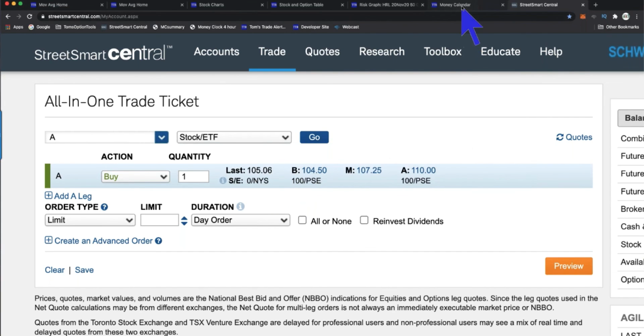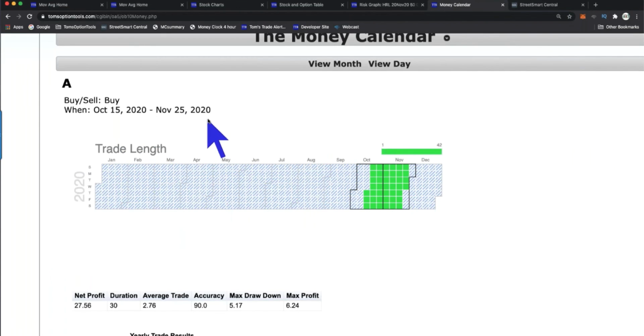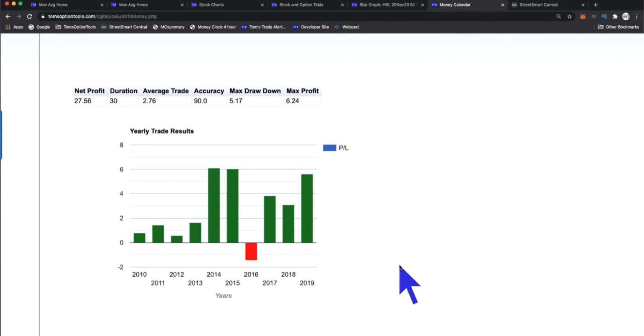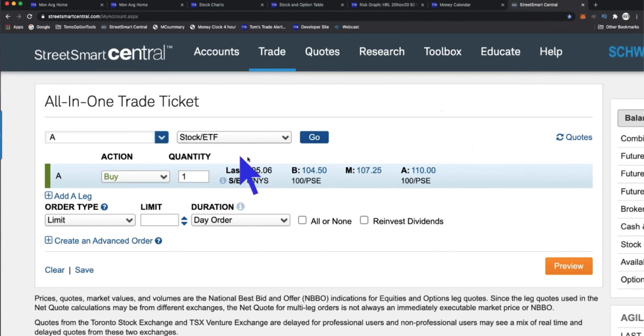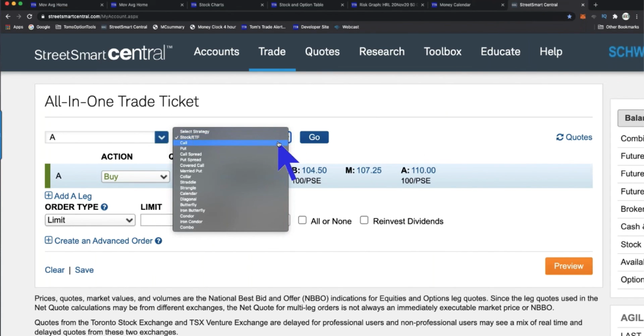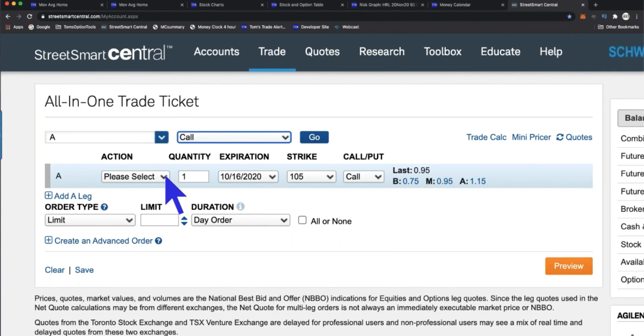Let's go back and take a look at Money Calendar, and it shows also a November 25th move. A lot of stocks are kind of moving out there to November 25th as we get close to the holiday season. So if we're looking at this trade, we're seeing here this is moving up. This is about an average of $5 on the move, especially in the last 5-6 years. So let's take a look and see if something can be had with Agilent.